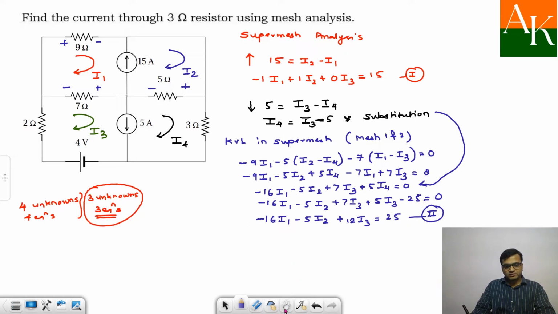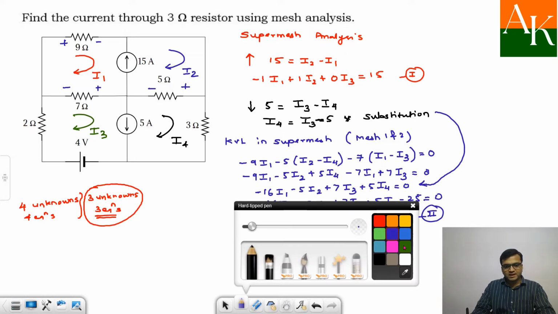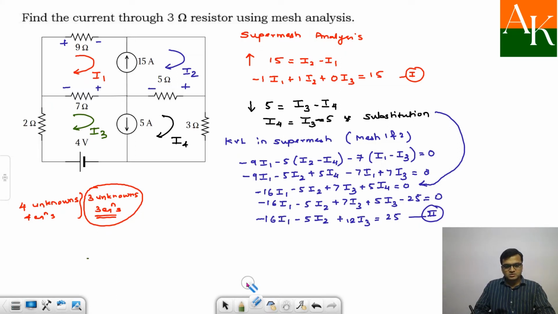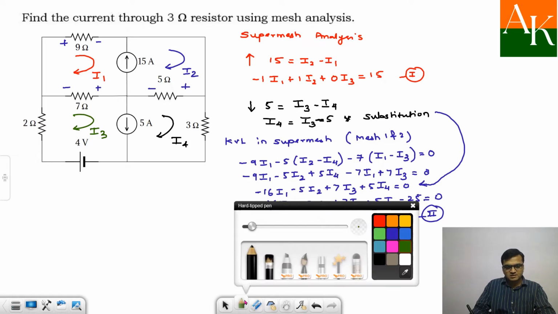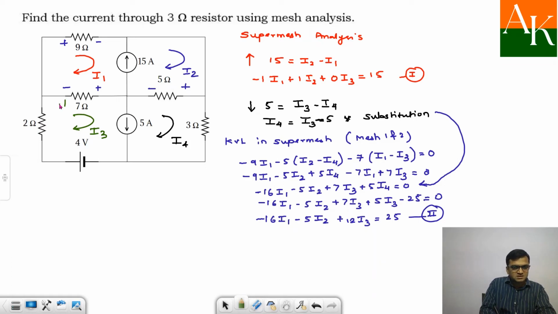Now I have to obtain one more equation by applying KVL in mesh, supermesh 3 and 4. So before applying KVL to supermesh, I need to assign the sign for the voltages developed across the resistances. So here I am assigning the signs plus, minus, plus, minus, plus, minus, and then here plus, minus. So KVL to supermesh, which supermesh are we considering? Which is formed because of mesh 3 and 4.